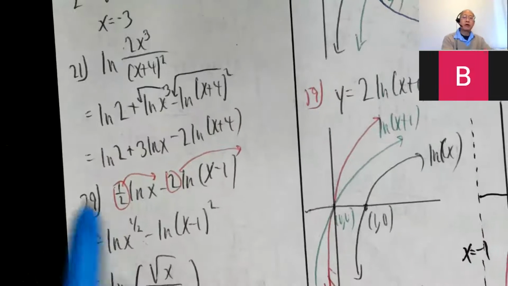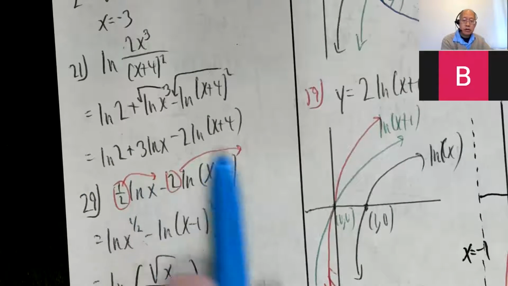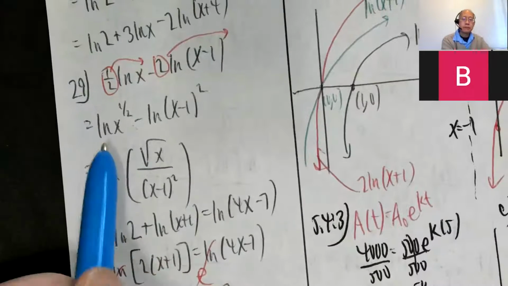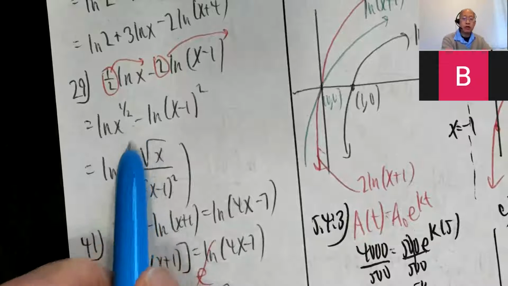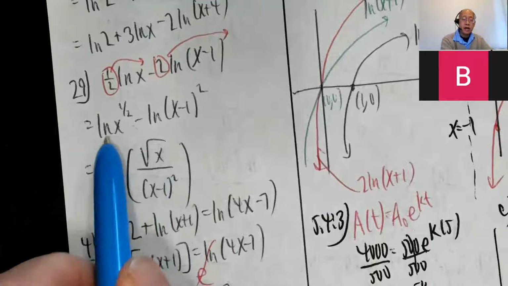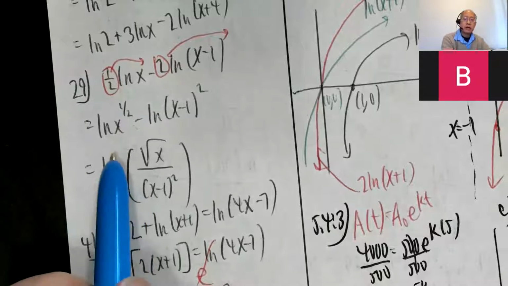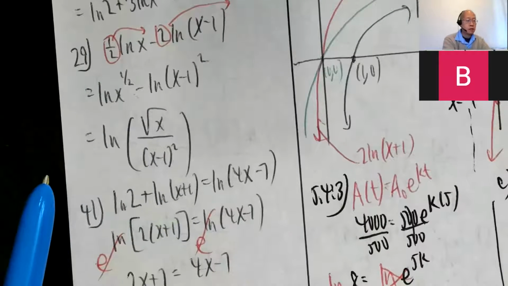So 29, put it all together. So these two exponents climb back up. So half goes up, 2 goes up. So it looks like this. And a minus sign means I want the ln of the quotient. So I turn it into a fraction. And x to the 1/2 means square root. So the best final answer, ln square root of x divided by x minus 1 squared, like that.